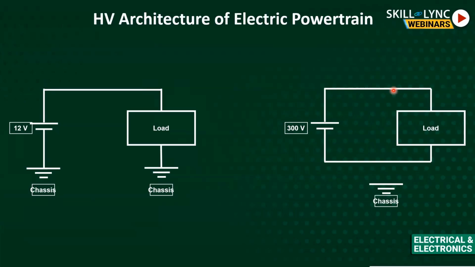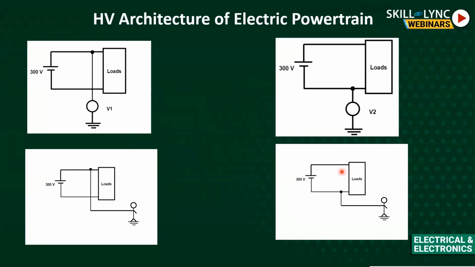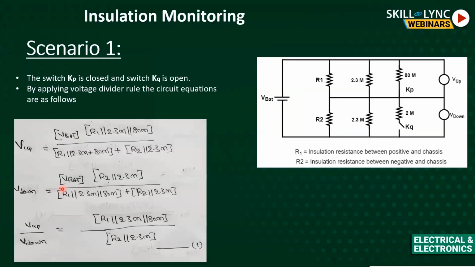To create a short circuit, there should be two failures: between positive and the chassis, and between negative and the chassis. Even if somebody is touching the negative while standing on the chassis, or the positive while standing on the chassis, it won't cause any issue. But to make this happen, first of all, we need to measure the insulation. Let me tell you what the insulation is.